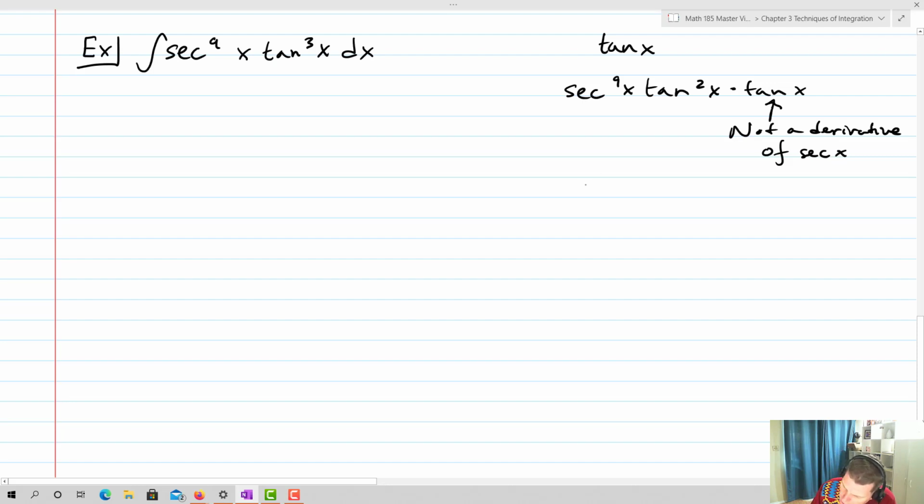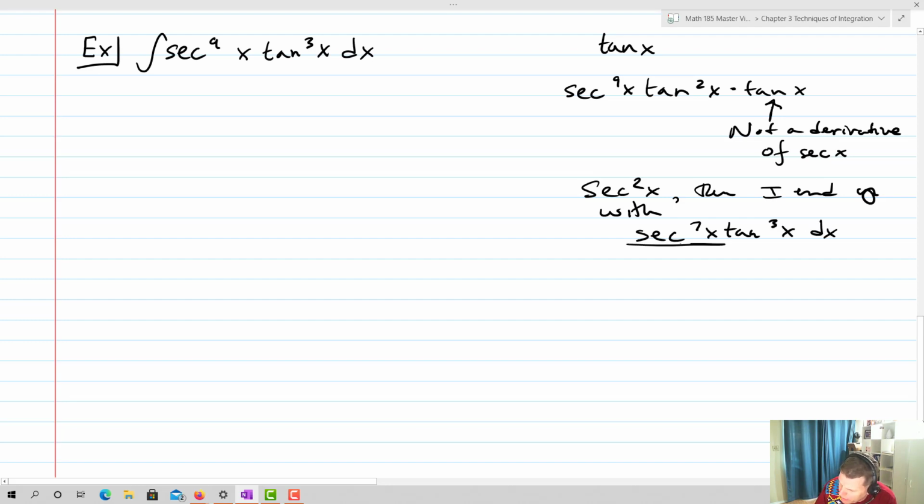If I, on the other hand, also pull out secant squared x, which I do know is the derivative of tangent x, then I end up with secant to the seventh x tangent cubed x dx. But then what I notice here is I can't fully substitute. I'm going to end up with an extra secant instead of having just tangents. And since I end up with an extra secant instead of having just tangents, I don't want to do that either.